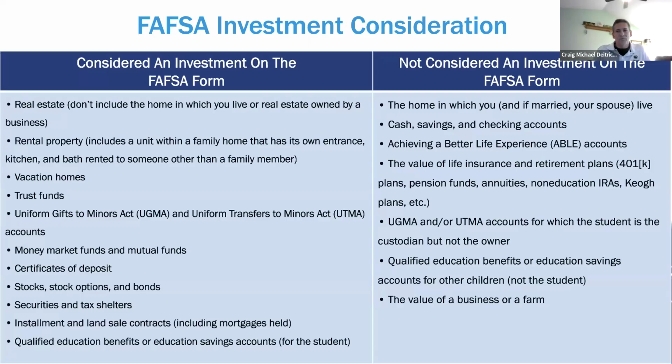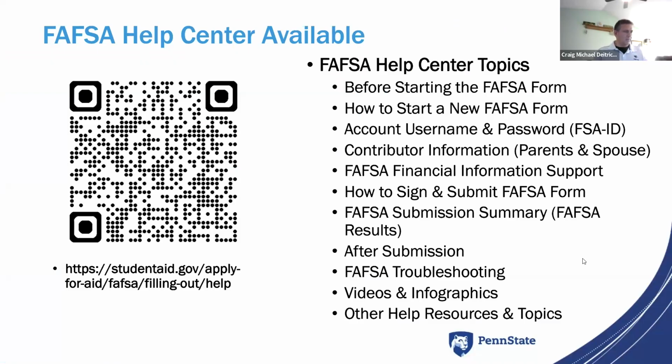So again, if you're unsure about what you need to put, there are lots of good resources out there that you can access to help guide you. All right, here are some of those resources. There's a QR code that takes you to the studentaid.gov site, with lots of different help center topics. There's information that you can look at before you start filing your form to make sure that you're ready, and how to walk you through starting the actual filing of the form.